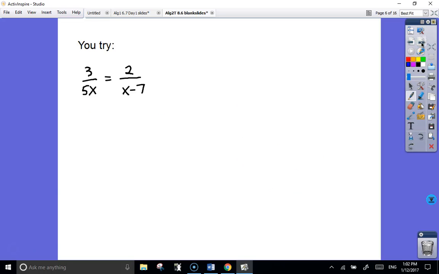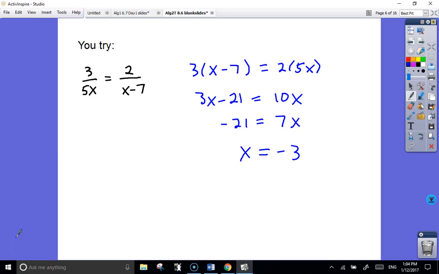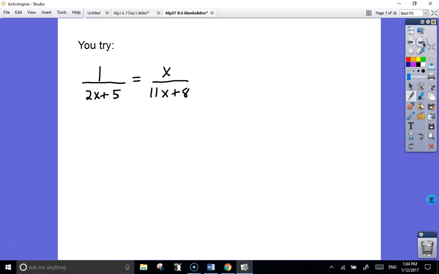So try that one. Cross multiply, should get x equals negative 3. Is negative 3 going to lead to any divide by zeros? No, so that's the answer, x equals negative 3. Good on that one? I think I got another one. Try that one.